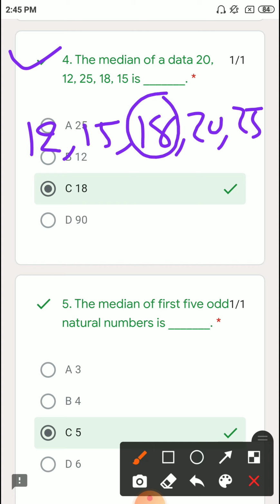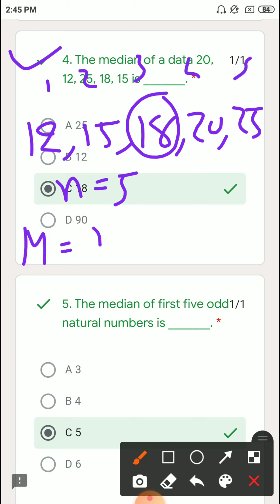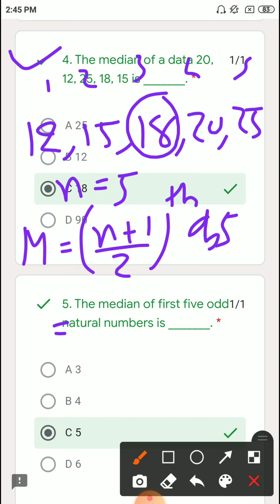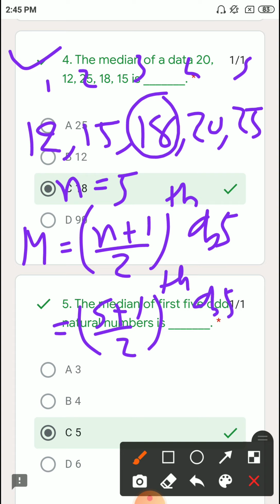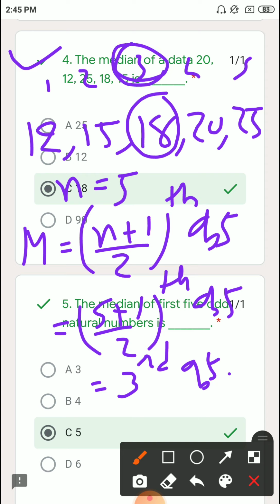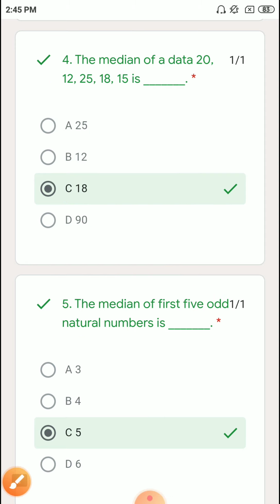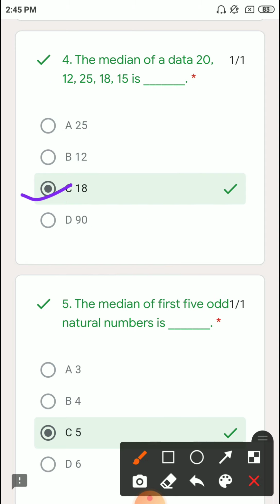Median means middle number. Otherwise, here the total numbers are 1, 2, 3, 4, 5, right? So our n becomes 5. And we can use the formula (n plus 1) by 2th observation. Put the value of n. So 5 plus 1 by 2th observation, 5 plus 1 is 6, and 6 by 2 is the 3rd observation, right? Here our 3rd observation is 18. At the 3rd position we have the number 18, so 18 is our answer of median. So here our answer is option C, 18.